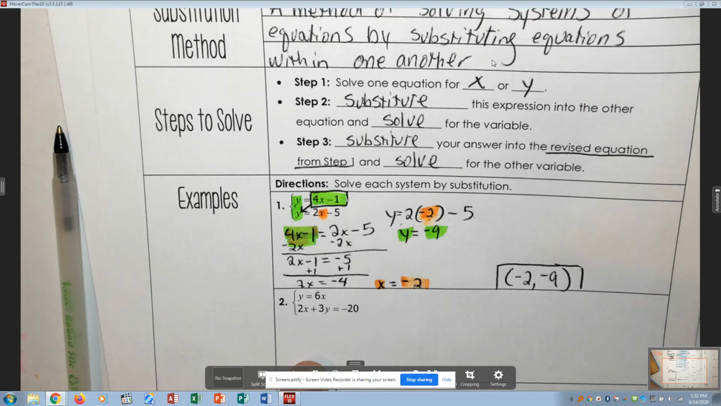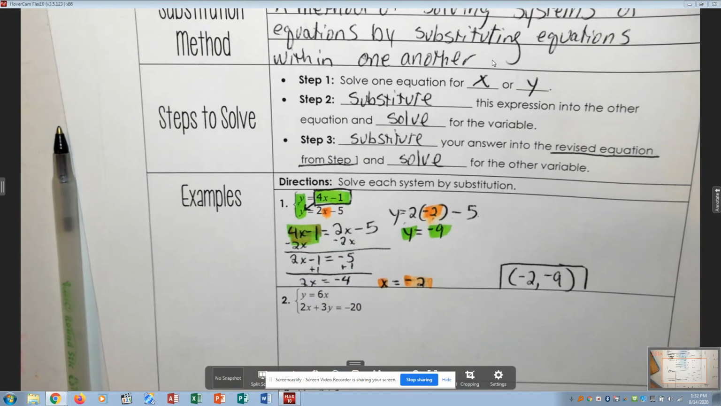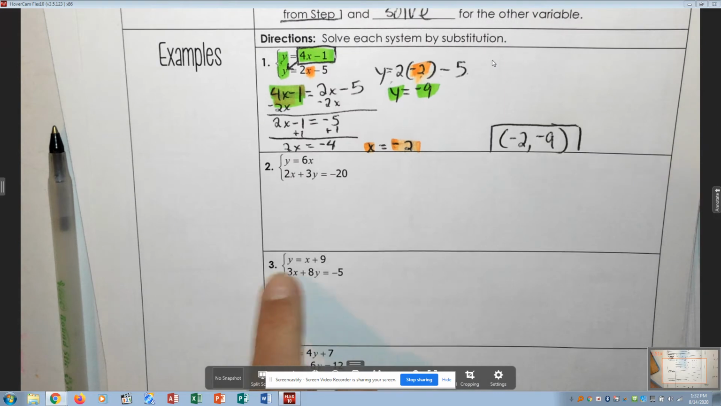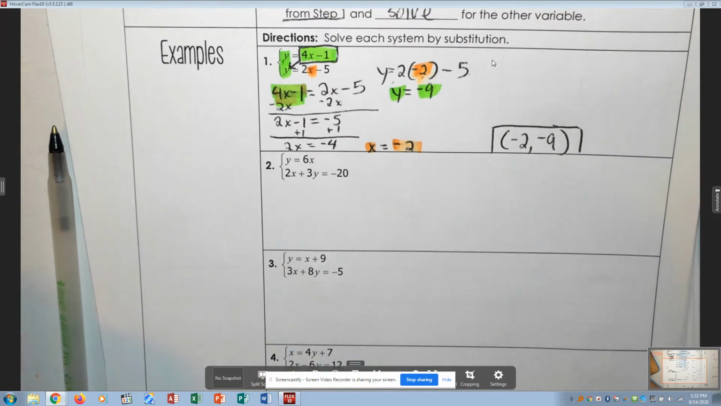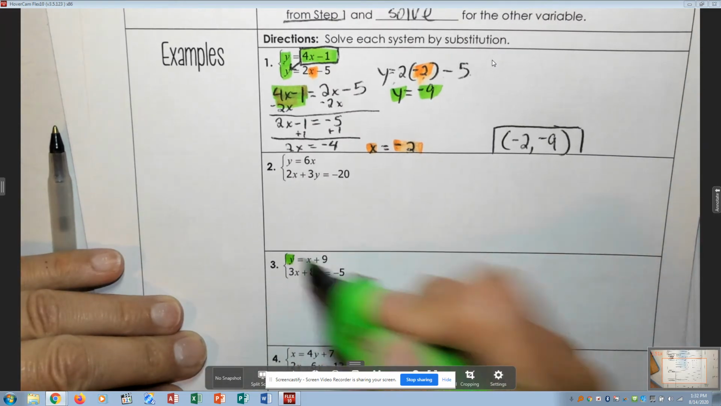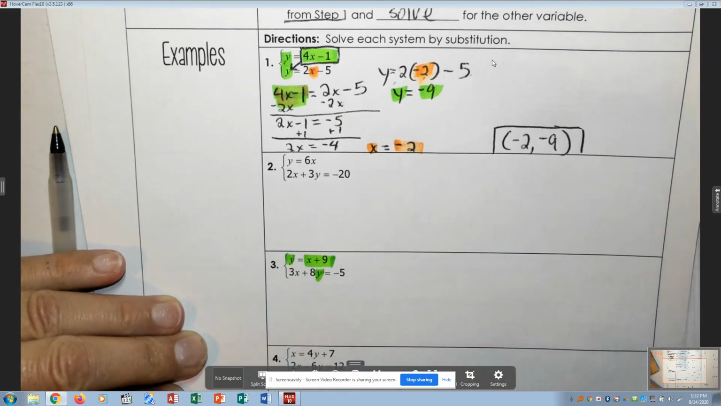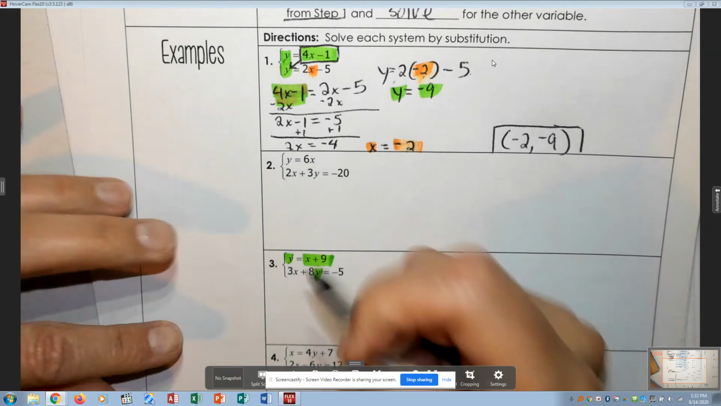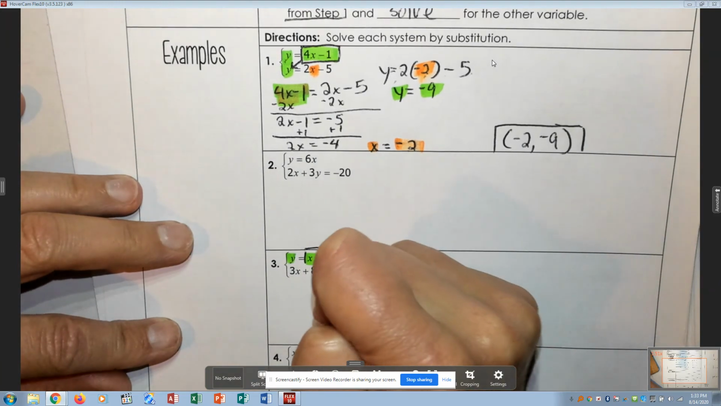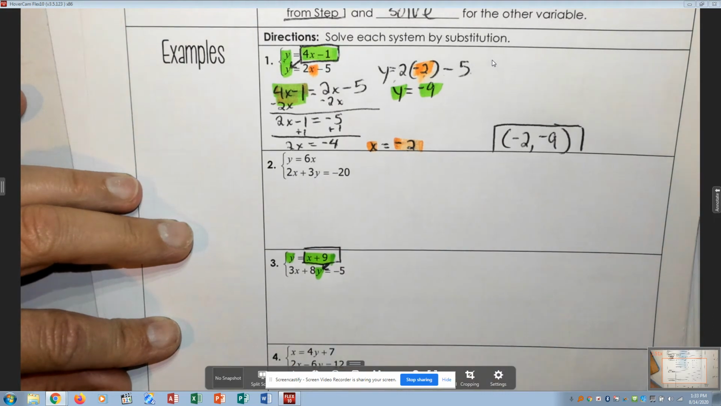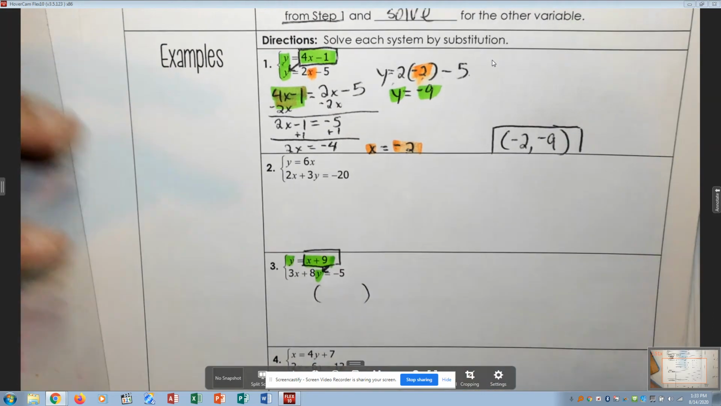Okay. So that's easy because they're both solved for y. What happens if they're not both solved for y? Well, what this means is I look for the naked variable. Okay? That is my naked variable. So if y is equal to this, I'm going to plug this in for y. Okay? So this expression is going to go into the other equation, and I'm going to combine them. So it's going to go in.